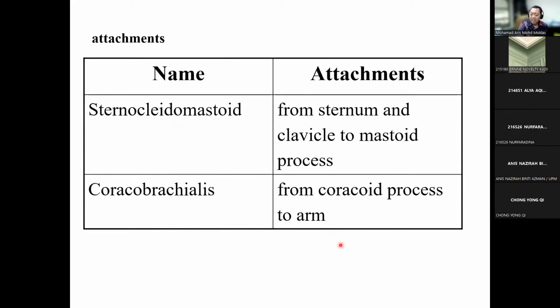Or it can be based on the attachment. For example, sternocleidomastoid muscle. From the sternum and clavicle to the mastoid process. Sometimes by looking at the name of the muscle, you know it is connecting from where to where. Another example is the coracobrachialis muscle. From where? From the coracoid process. Brachii is the arm. From coracoid process to arm, right?